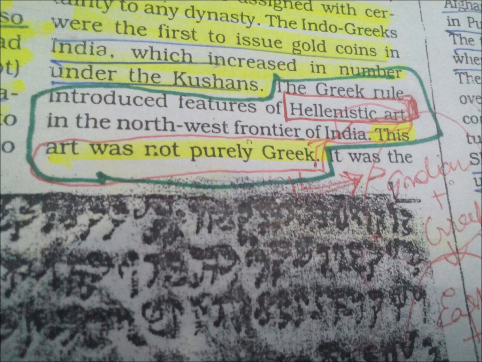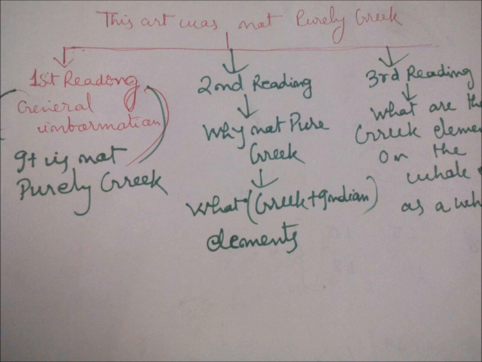Now I have taken one example. It is not possible to show every line in any book. For example, I have taken just one line from the old NCERT, R.S. Sharma, chapter Central Asian Contact and Their Results. In my book it is page number 142, and on that page there is a line: The Greek rule introduced features of Hellenistic art in the northwest frontier of India. This art was not purely Greek.